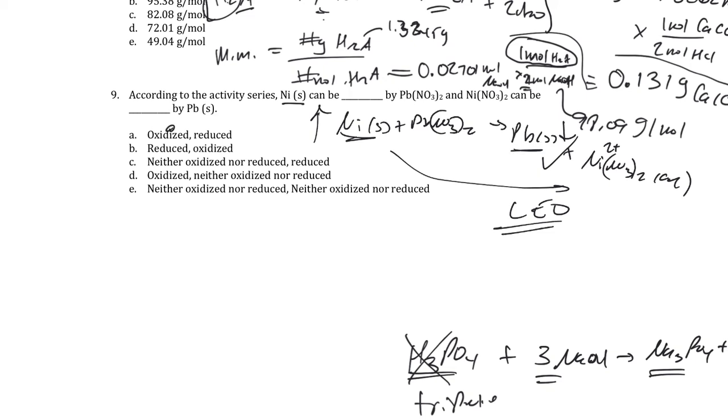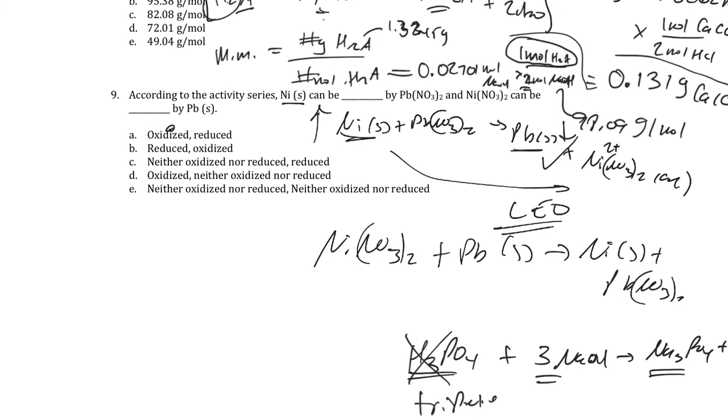But if we take the products here, can nickel nitrate react with lead? You'd be thinking the products would be nickel solid plus lead nitrate, kind of the opposite of the reaction we just looked at. And the issue here is that lead has lower activity and nickel, of course, higher activity, so this reaction cannot take place. So nickel can be oxidized by lead nitrate, but nickel nitrate doesn't react at all. There'd be no reaction, so it can neither be oxidized nor reduced.